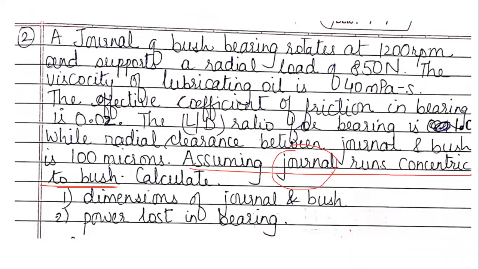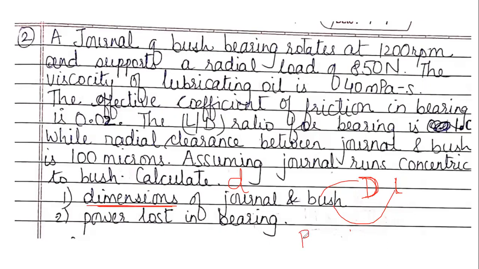Journal runs concentric to the bush or bearing. From this you can understand that it is the numerical of Petrov's equation. So dimensions of journal and bush they have asked. Ultimately they are telling us to find out small d, that is the diameter of the journal, and the bush diameter, bearing diameter, that is capital D. They're also telling us to find out the length of the bush or length of the bearing. So dimension stands for diameter and length.